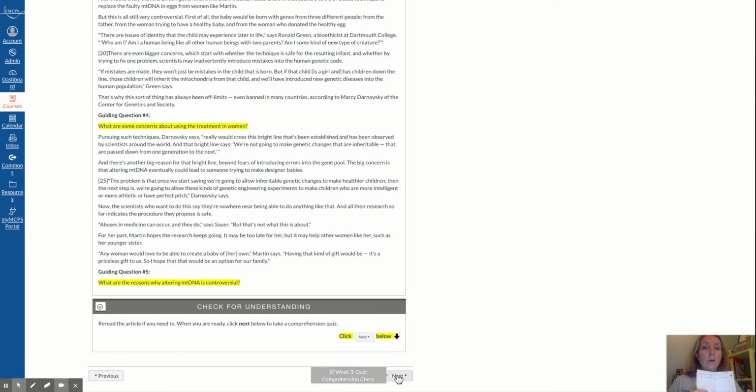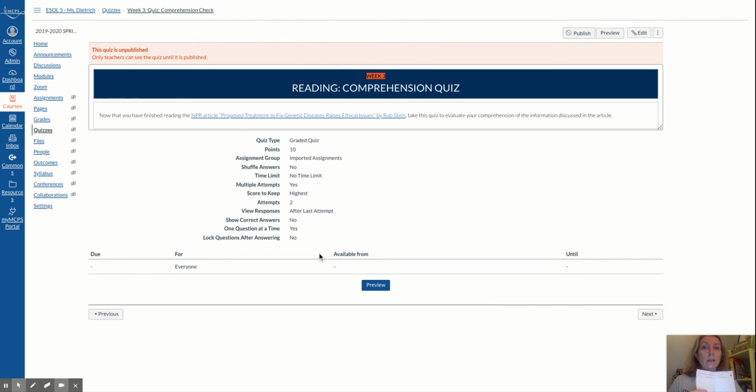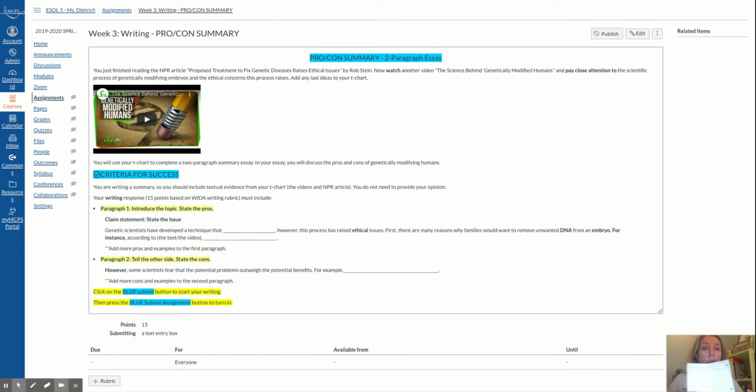After the article, you're going to do a quick check for understanding. This is just practice. It's a 10-point grade, but it's not a formative grade. It's for completion, but just check to see, and you're going to get to see the answers afterwards to see how you did. Okay. Then the next thing you're going to do is use your T-chart. See, this T-chart is very important, to write a two-paragraph essay.